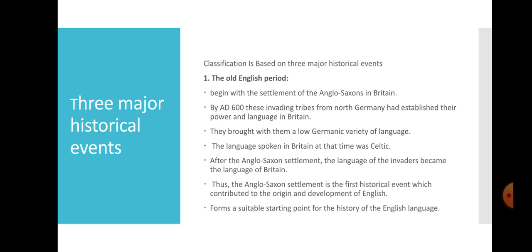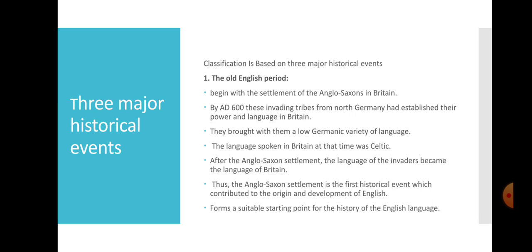So, the first one, the Old English period. The history of English language can be said to begin with the Anglo-Saxons in Britain. The history of English language began with the settlement of Anglo-Saxons in Britain. This historical part we have discussed in the very first class itself. I shall repeat. The history of English language began with the invasion of Anglo-Saxons in Britain.